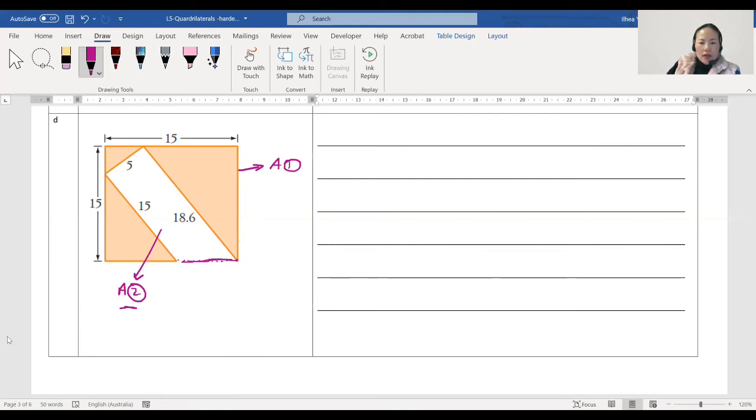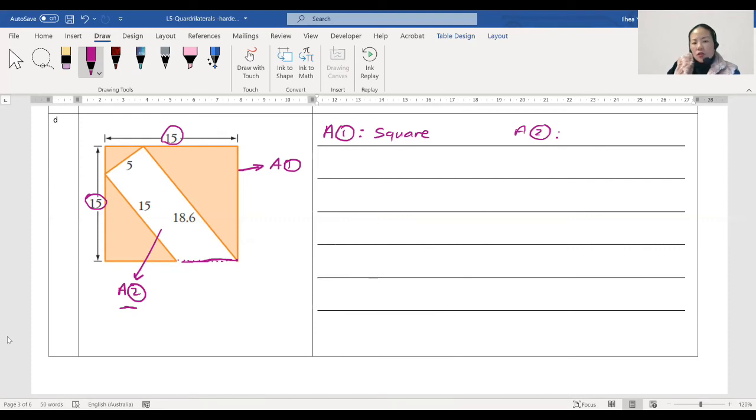So let's have a look at area 1. What kind of shape is this one? This one definitely is a square, because all 4 sides are equal. And area 2, I'm looking at this now.